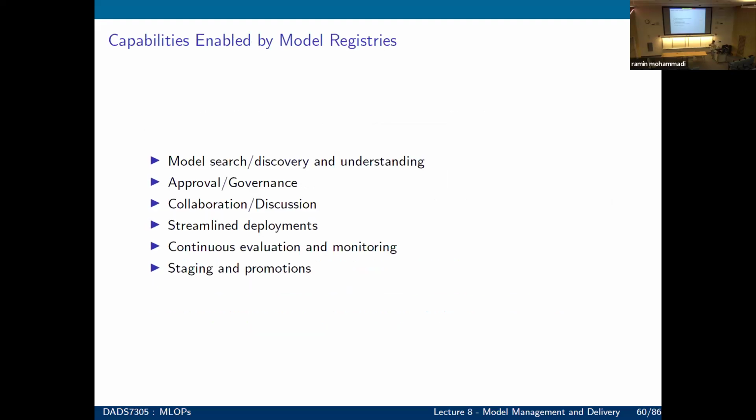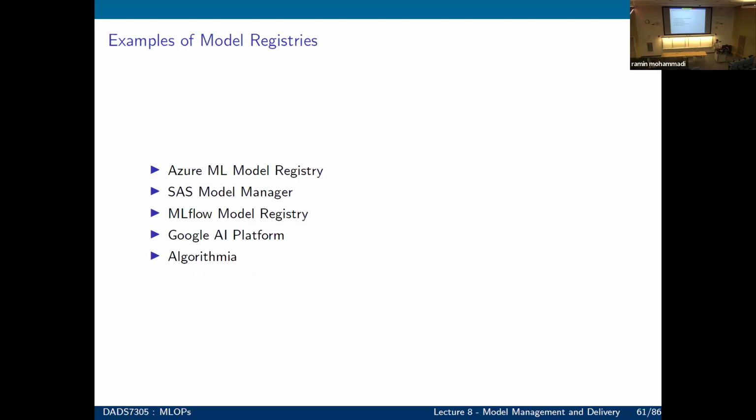But in general, your model registry allows you to do model search, discovery, understanding, approval or governance through basically a process of like, do we approve this model or not? Collaborative discussion, streamlined deployment. If the model went to production from a staging, there should be a pipeline that picks it up and basically deploys it. Continuous evaluation, monitoring, and a staging and promotion. That's kind of like what the capabilities of whatever model registries you are using should be.